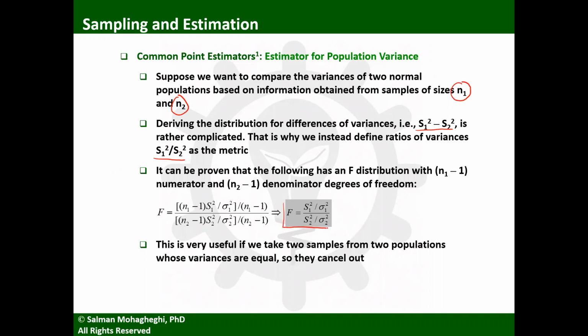S1 squared, which is the variance of the sample taken from the first population, divided by sigma 1 squared, which is the variance of the first population, divided the whole thing by S2 squared, the variance of the second sample, and sigma 2 squared, which is the variance of the second population. This whole thing will have an F distribution with n1 minus 1 numerator degrees of freedom and n2 minus 1 denominator degrees of freedom. And we usually use this test to compare the variances of two populations.